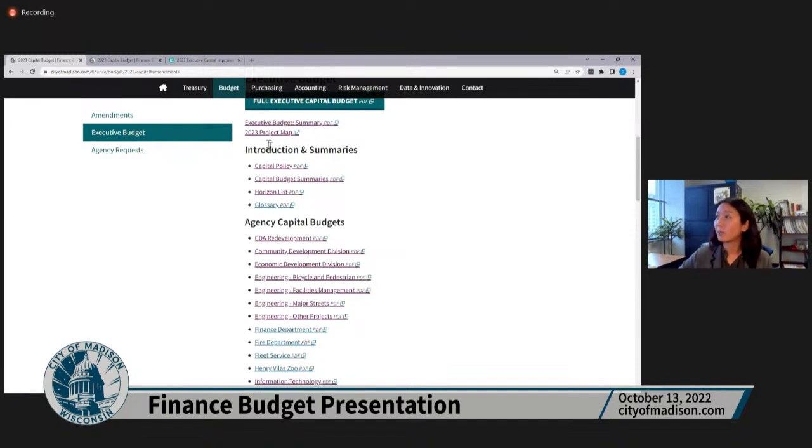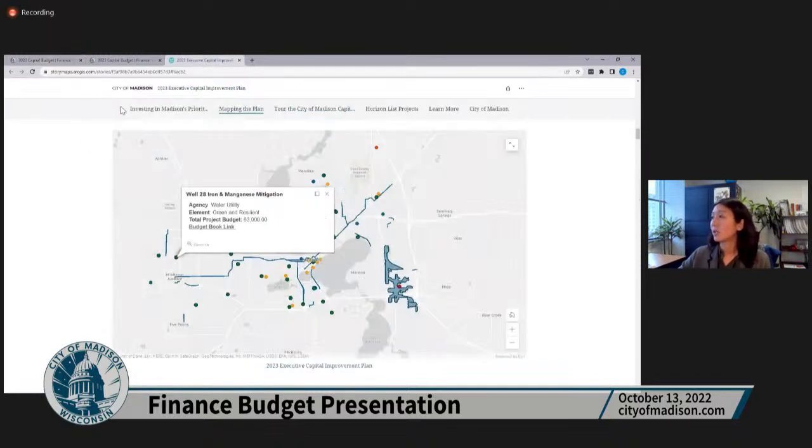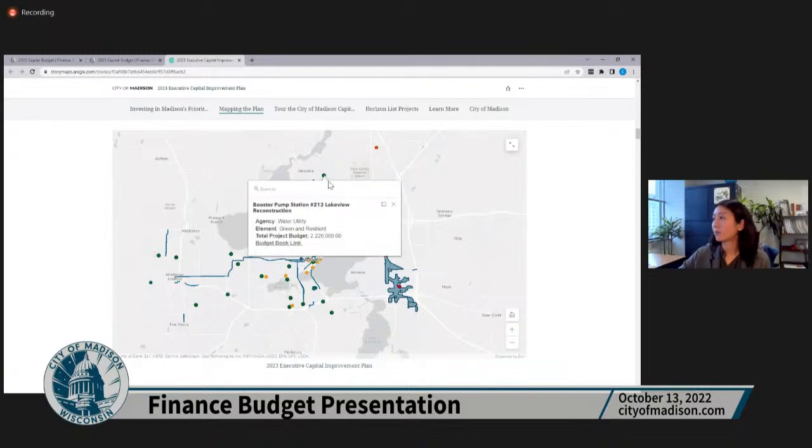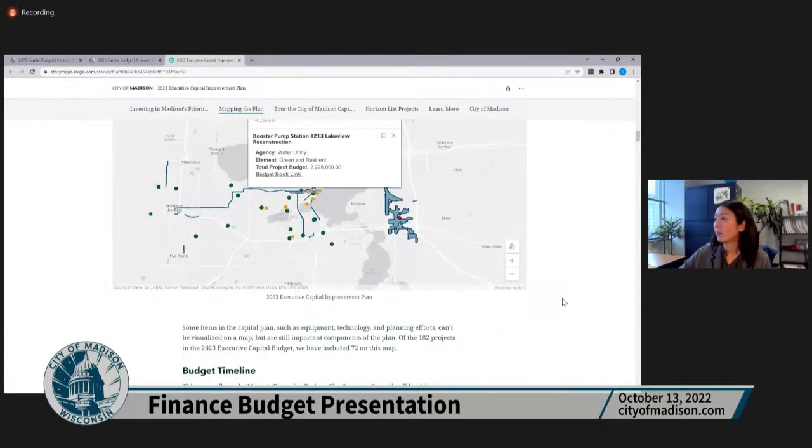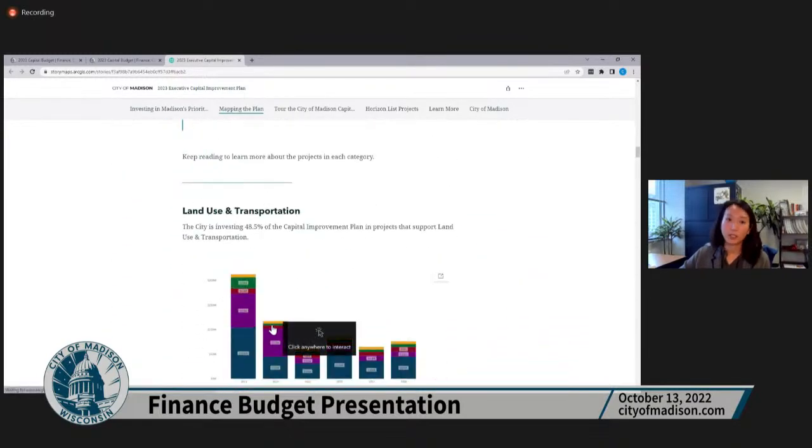And one thing I'd like to highlight on the capital budget is we have what we call our project map. And this is an interactive tool that shows where some of the major projects are happening in the city. So if you were to open this, it opens this ArcGIS map, and you'll be able to see, this doesn't include all of our projects, but it has a few major items, and you can scroll through the map, see what's happening in your neighborhood. And if you click on the dots and lines, you'll see what the project is, what agencies are leading it, and how much money is being invested. And there are some other interactive graphs and charts in here as well. So that's a resource I always like to point people to.